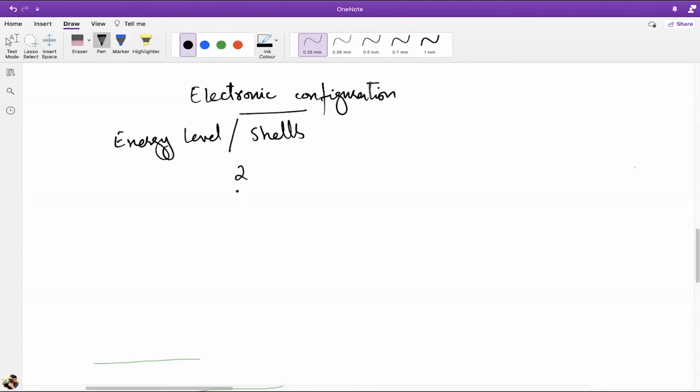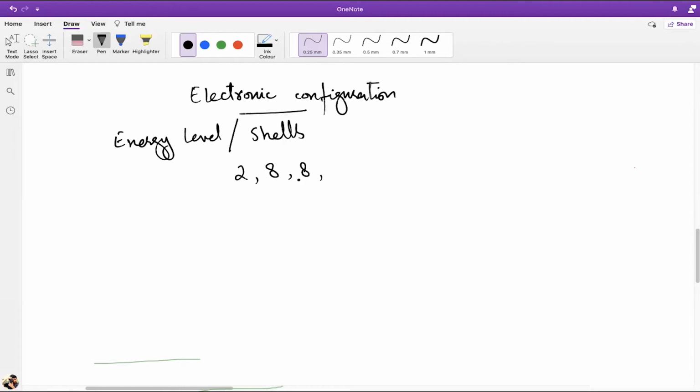First shell can have up to 2 electrons. That means that's the space it has. Second shell can have up to 8. Third can have up to 18, but prefers to do 8. Fourth can have up to 18, but prefers to do 8.